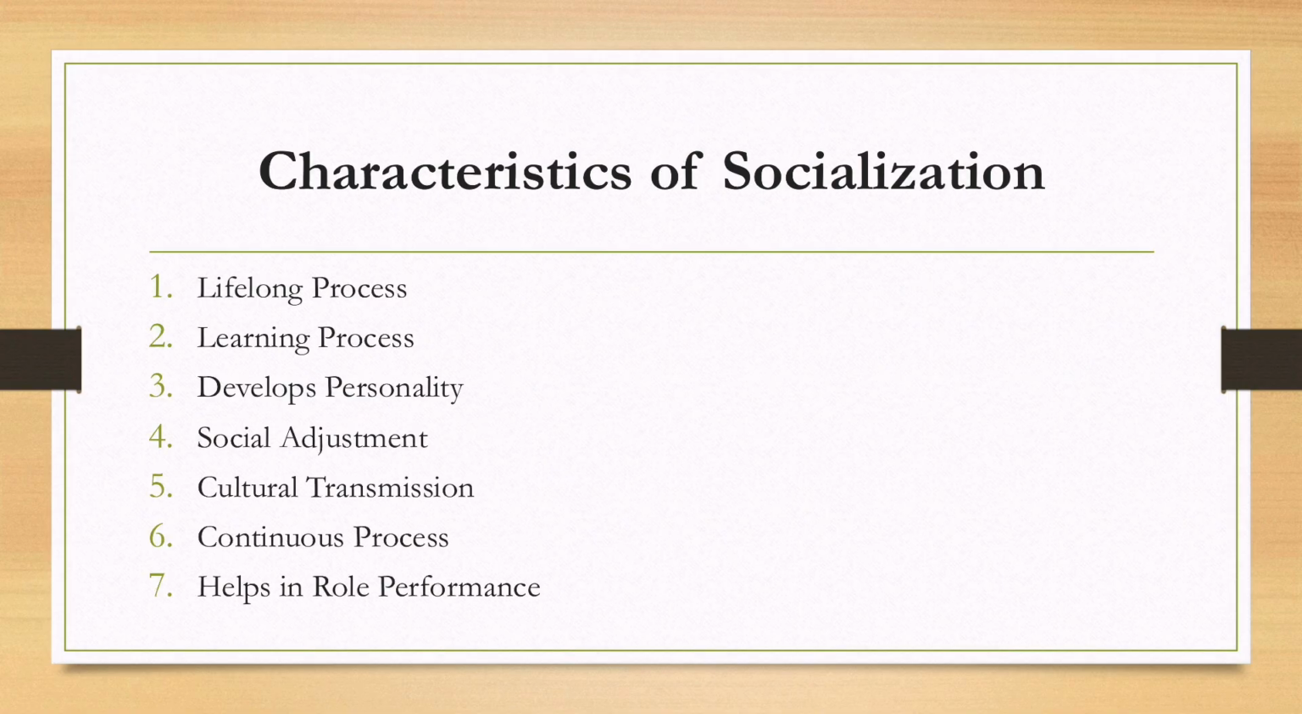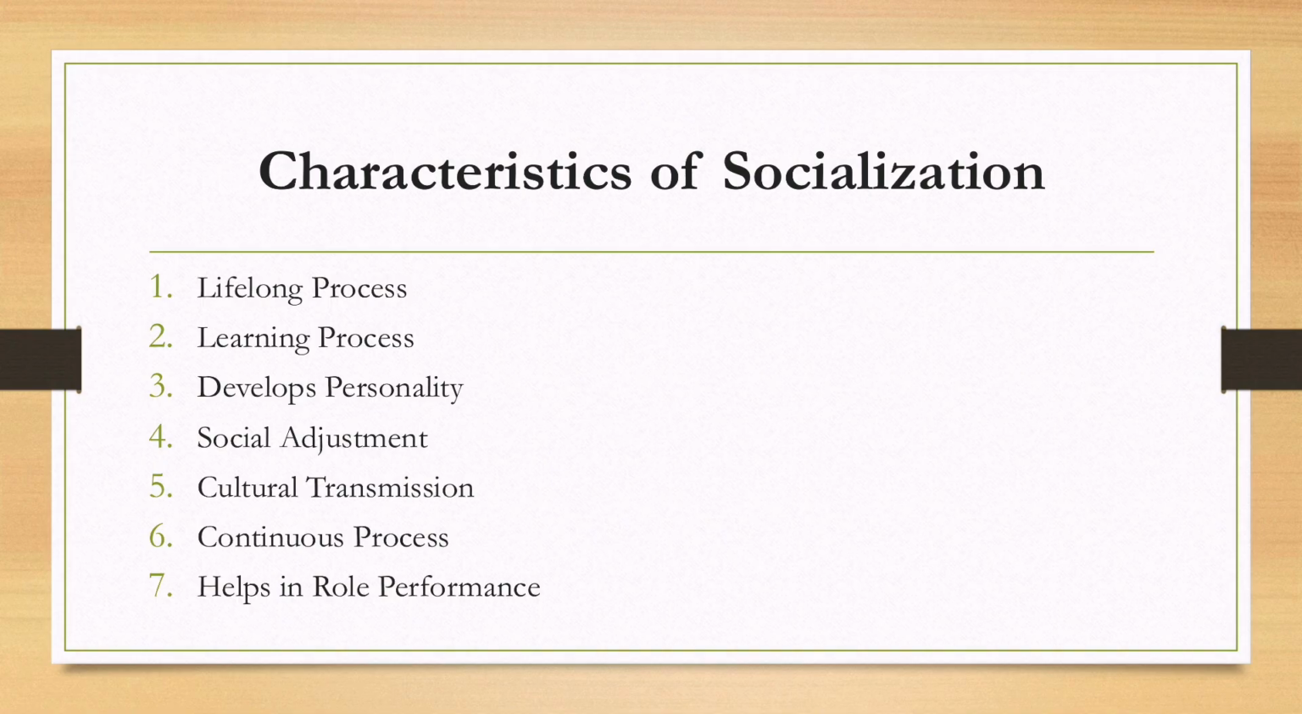Now we will move to the characteristics of socialization. One is that it is a lifelong process. Socialization continues throughout life, from childhood to old age. The next one is that it is a learning process. People learn social norms, values and acceptable behavior through experience and through interaction with people. The third one is that it develops personality. Socialization shapes a person's attitudes, habits, emotions and overall personality.